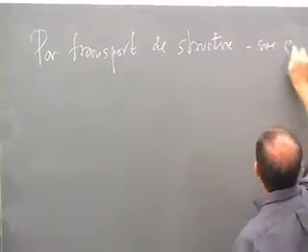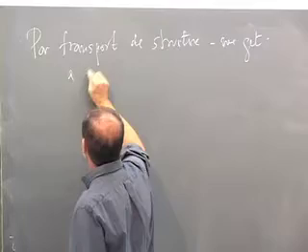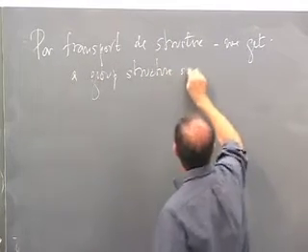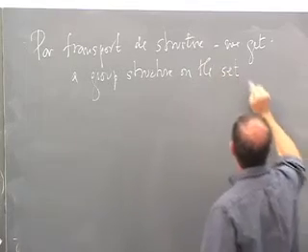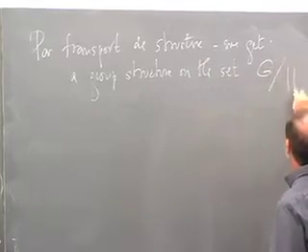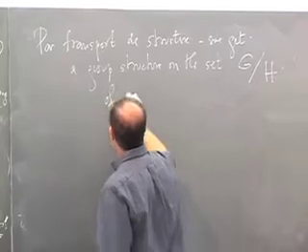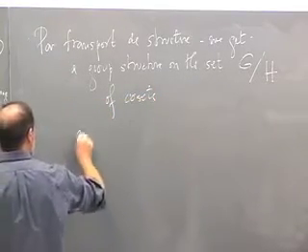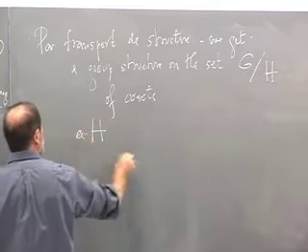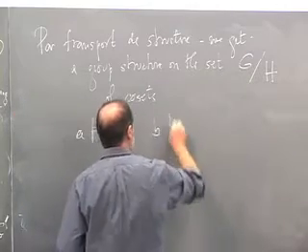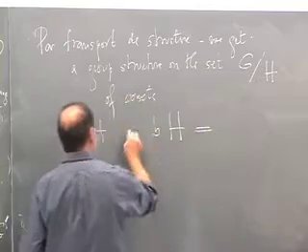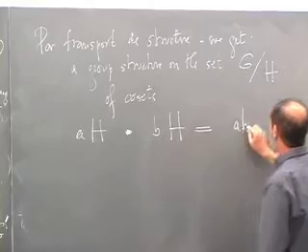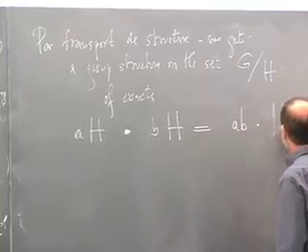We get a group structure on the set, and we'll call that set G mod H of cosets. And the group structure has the following form. When you multiply the coset AH by the coset BH, then I claim that the answer is, which coset is the product? It's just the coset of AB times H.